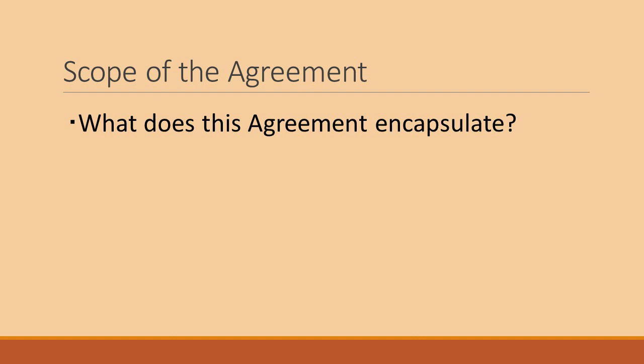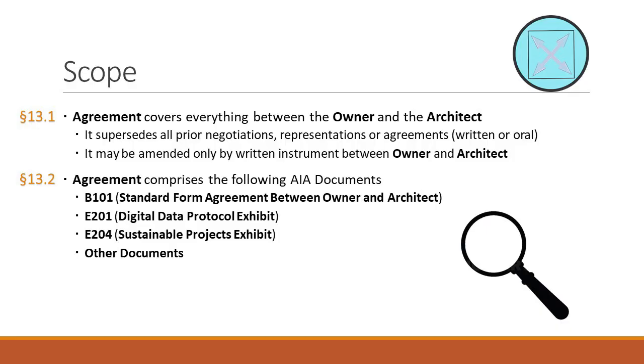And then Article 13, this simply identifies what's the agreement. It's got the B101, it's got a couple other ones, this E201, Digital Data Protocol, we talked about that earlier. There's the other document, the sustainable exhibit, that would also be listed here. So anything that would be exhibits, a project schedule for timing, the rate sheet, anything else that's part of the agreement would be attached here. And that is it.